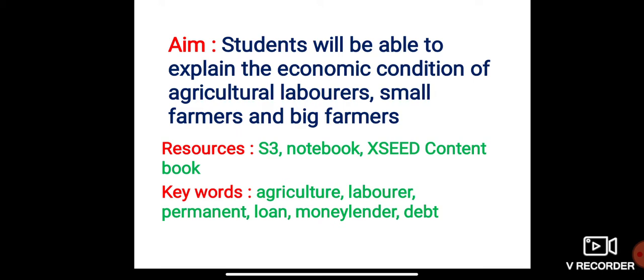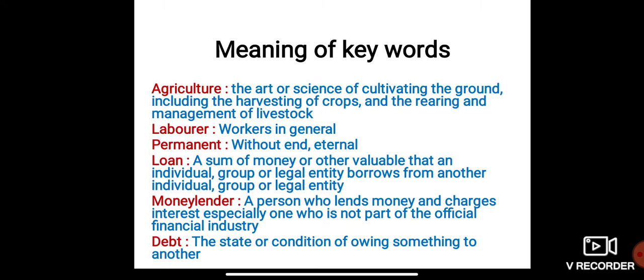So let's learn the meaning of those keywords first of all. What is agriculture? It is the art or science of cultivating the ground, including the harvesting of crops and the rearing and management of livestock. That is known as agriculture. And what is laborers? Workers in general. And what is permanent? Without end, that is eternal.